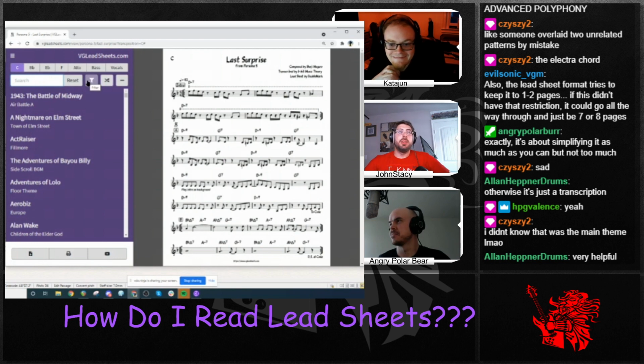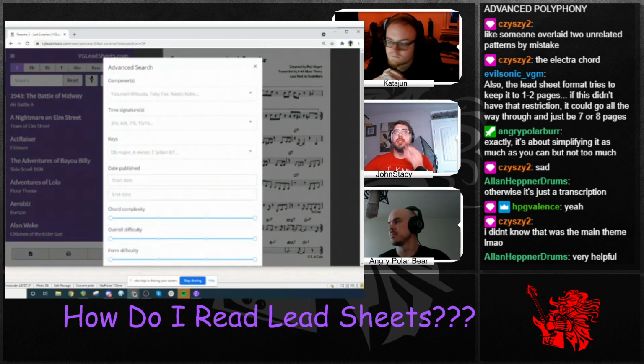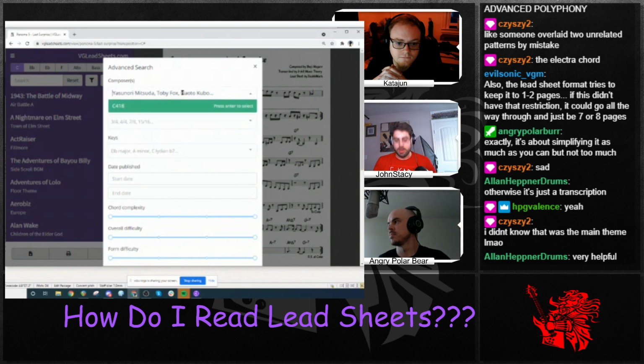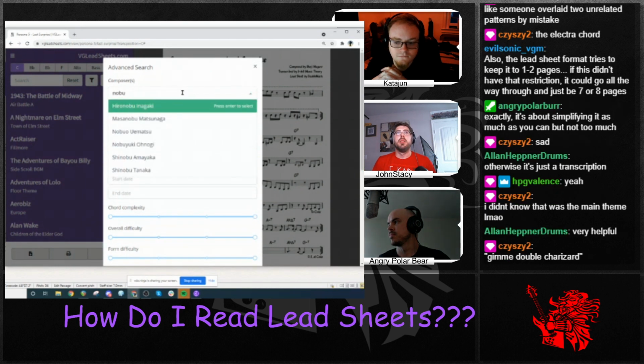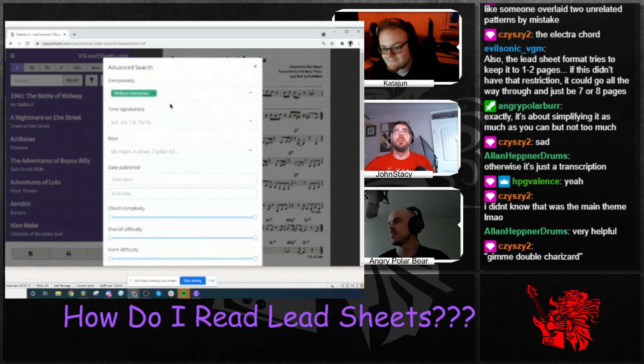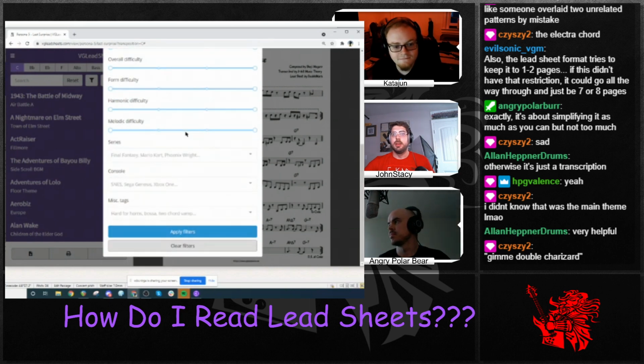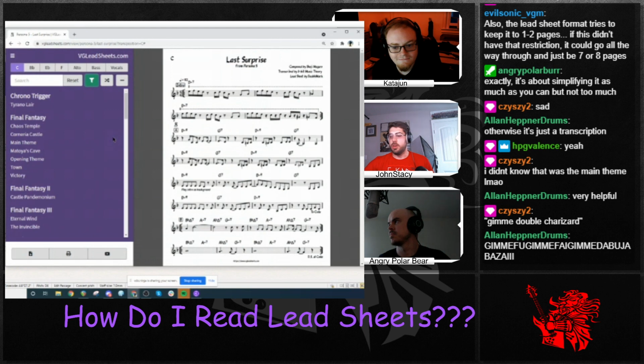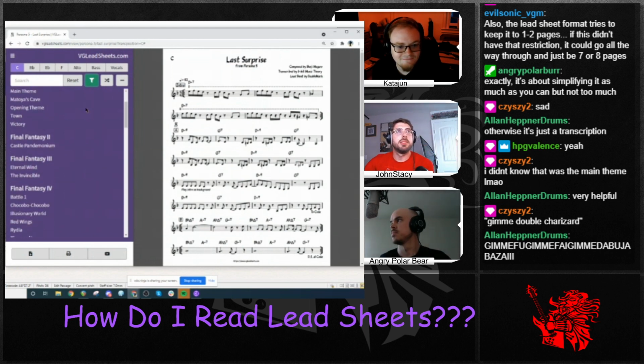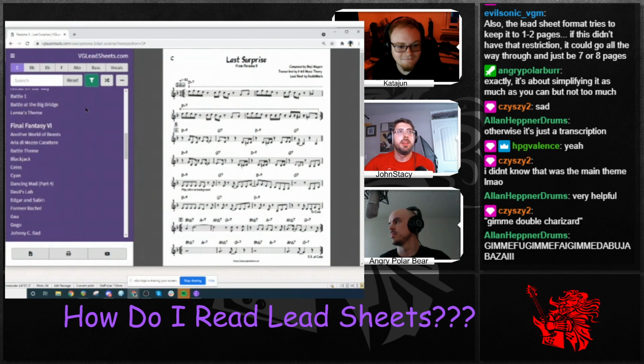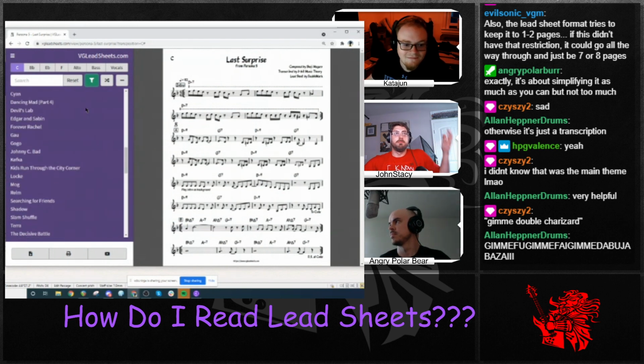All right, so a few other things. There's a reset button, which will reset all search and filters. If you go to the filter to the right, it opens up a dialog box where you can search for composers. So if I wanted to look up everything by Nobuo Uematsu, I could then apply the filters. It'll bring up every chart written by Nobuo Uematsu. That's so many Final Fantasy charts, so many things. You can basically just find everything there.